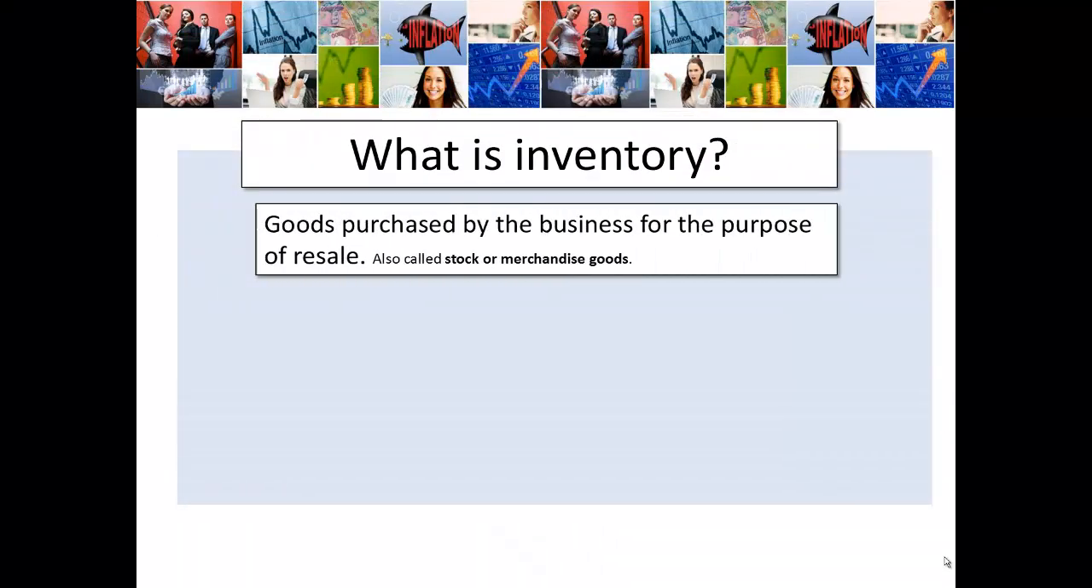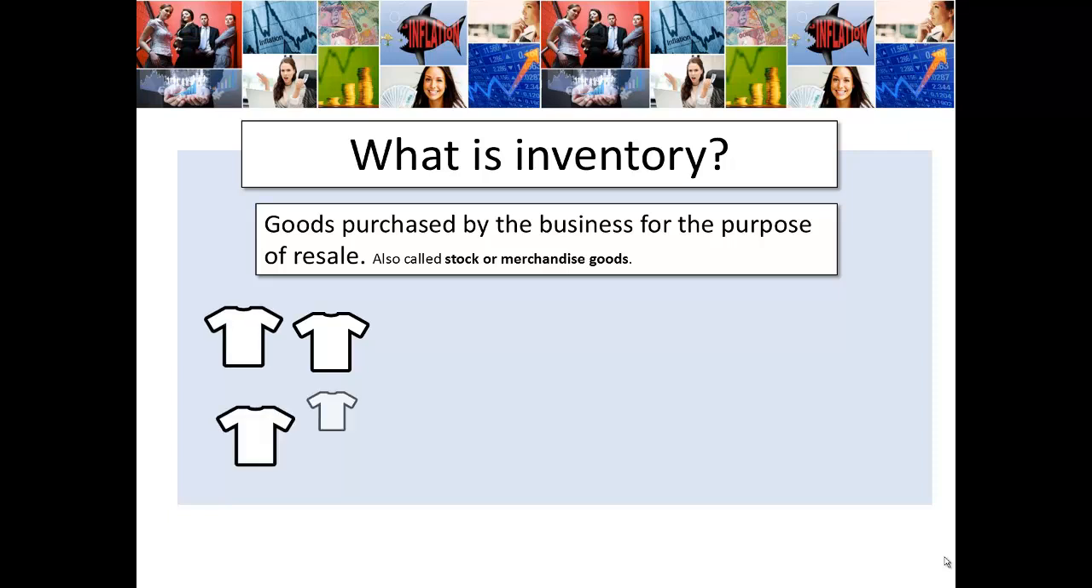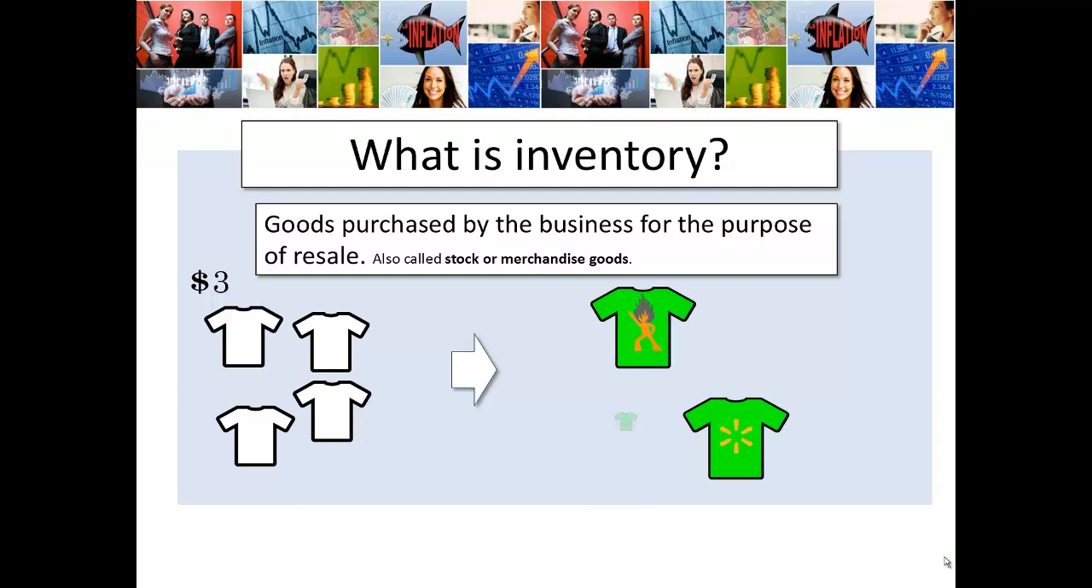We start off with stock or inventory. Now, what is inventory? These are goods that are purchased by the business for the purpose of resale, and it can also be called stock or merchandise goods. So a business will have goods that are purchased with the intention of being sold again after some value has hopefully been added to the product.